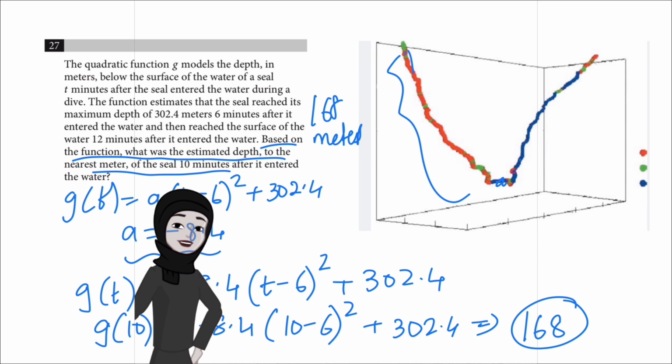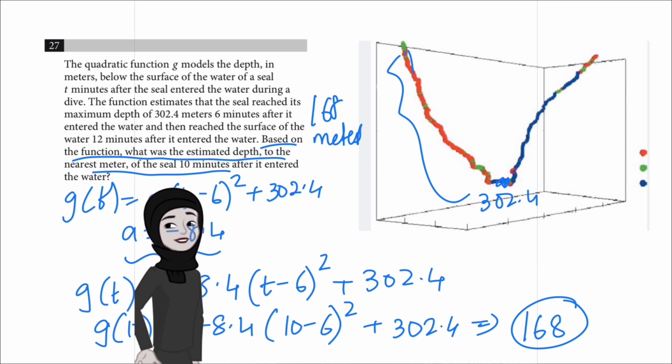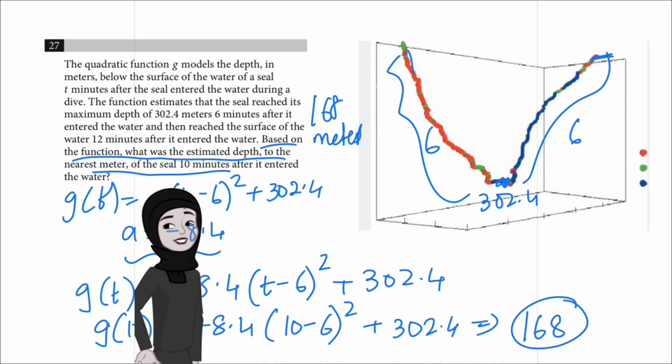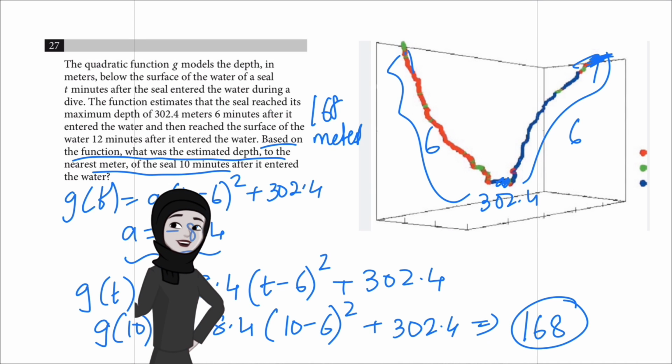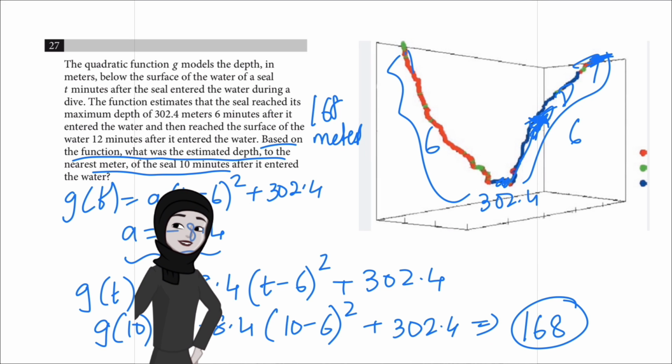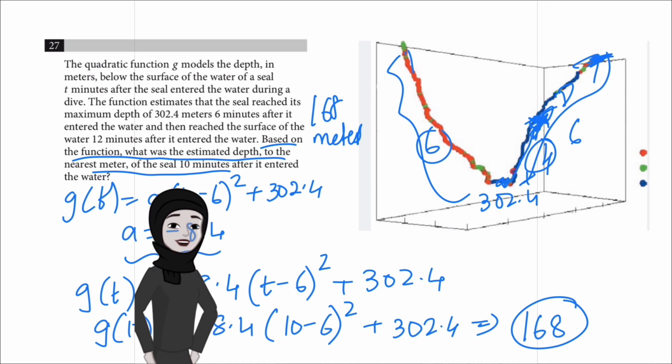Now this is a model of the seal. The maximum depth it reached, let's say somewhere here, was 302.4 meters 6 minutes after it entered the water, and then 12 minutes after entering it surfaced again. It came back to the surface of the water, and after 10 minutes the depth was 168. After 10 minutes it is possibly somewhere here trying to come up to the surface. 6 plus another 4 minutes will give 10 minutes.